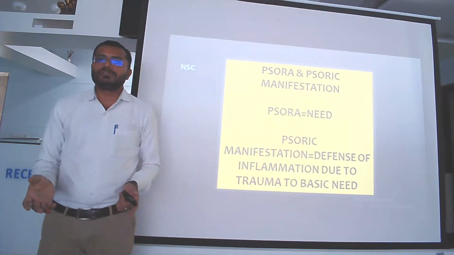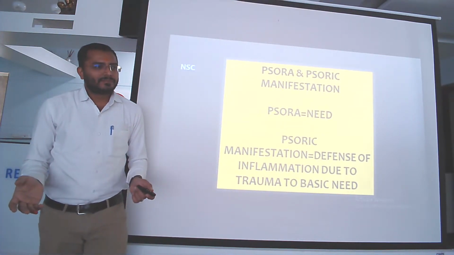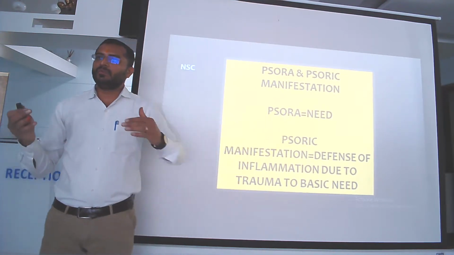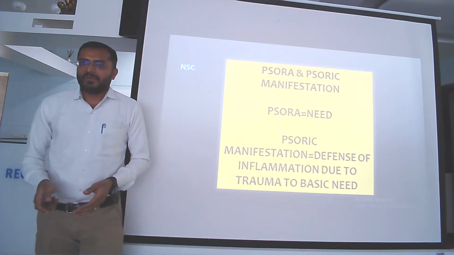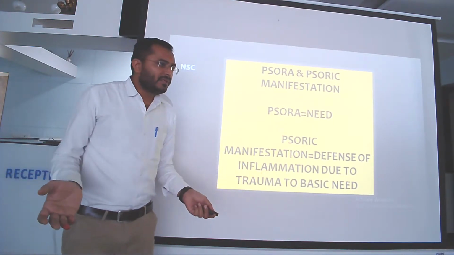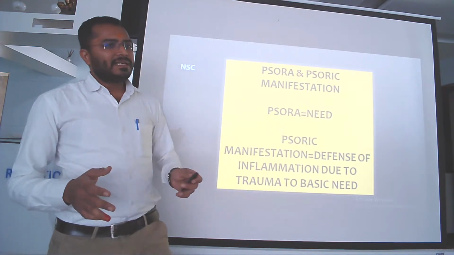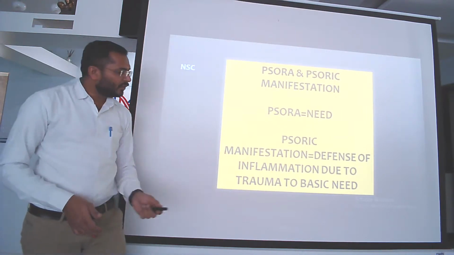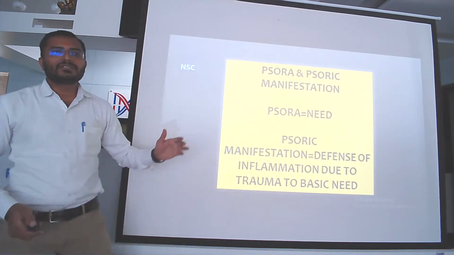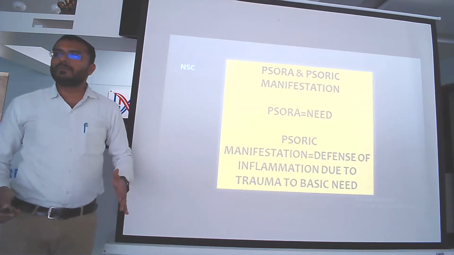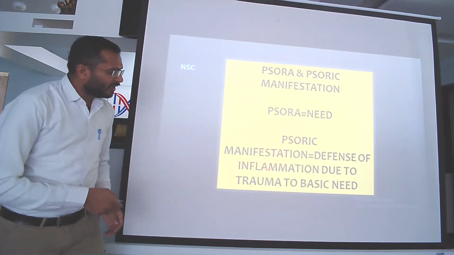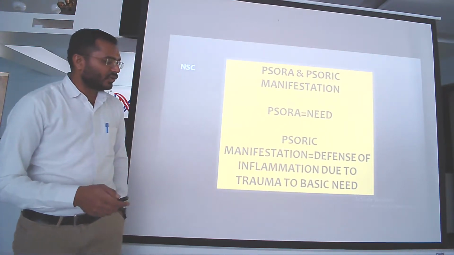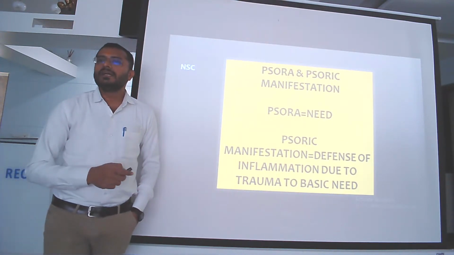See, in the Organon it was written that SORA is the mother of all things. So SORA is nothing but a basic need. Every human being has certain basic needs. When the need is fulfilled, nothing is going to happen. He can live very healthily. He can have a good homeostasis. But when the need is compromised, it can produce manifestations. So when the soric need is compromised, the manifestations that develop are called soric manifestations, in the form of defense or inflammation due to trauma or disturbed basic needs.